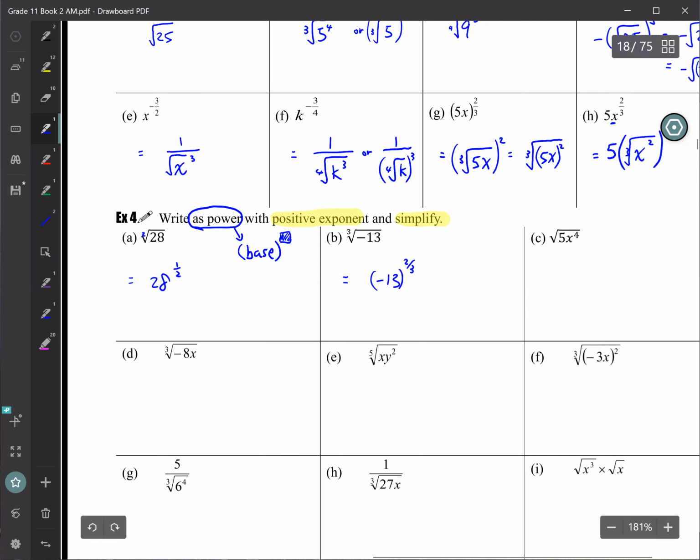Anyone else got something different? Does everyone have the same? -13, and 1/3. You have -13 in brackets and then to the 1/3. Okay. Anyone else? I got 1/3 as well. Okay. So where does the 1/3 come from?